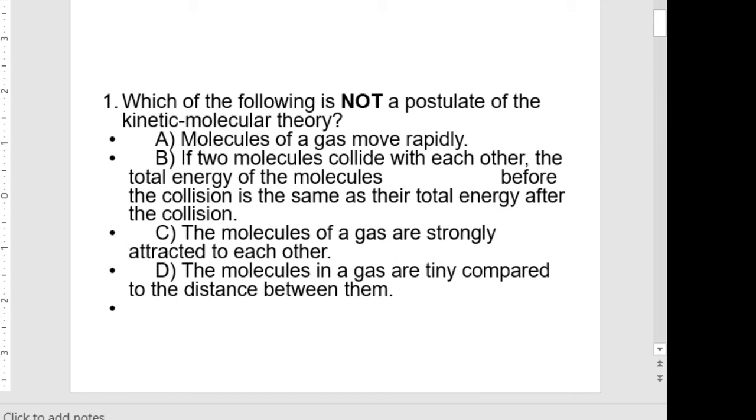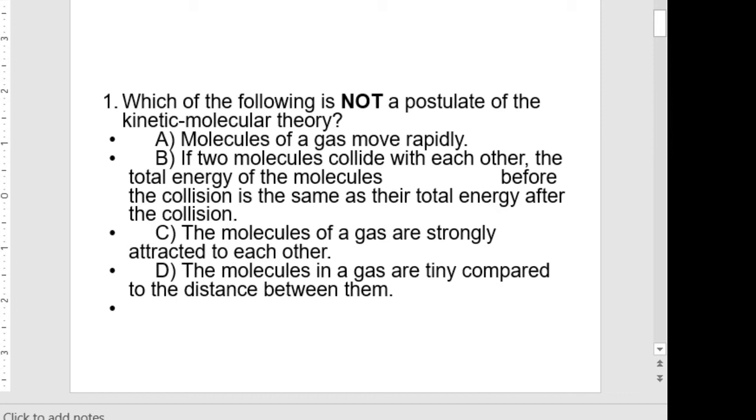Okay. They collide with each other. The total energy of the molecules before the collision is the same as their total energy after the collision. That's an elastic collision. That's actually true. We didn't really cover that, but that's fine. Molecules of a gas are strongly attracted to each other. Now, the idea was that they bounce off of each other, and that can't be true if B is also true. All right, so if they were attracting each other, they would actually mess up their total energy.